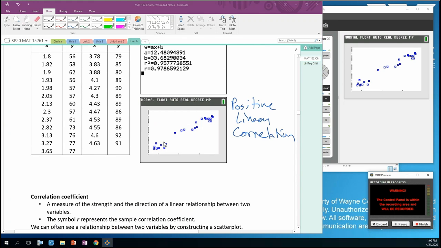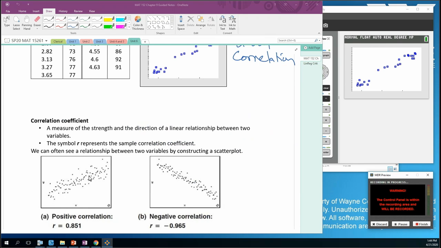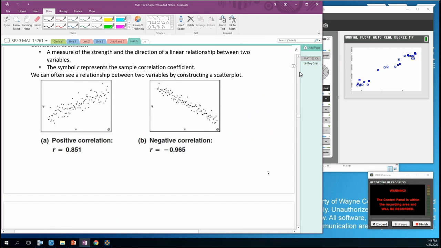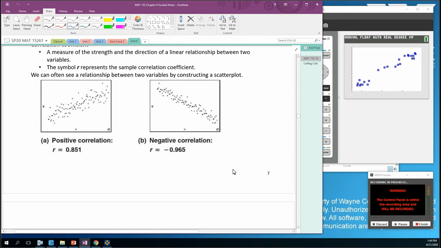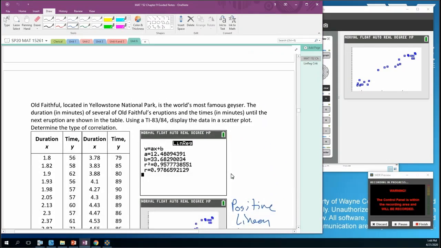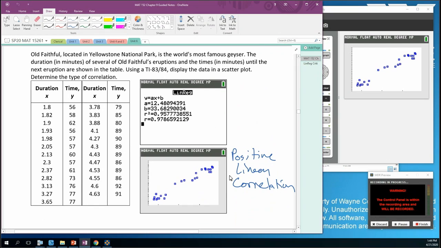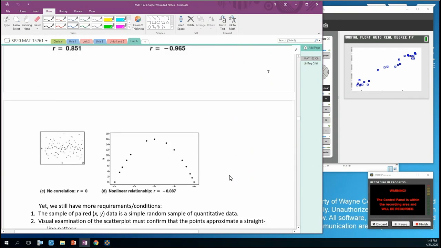So yeah, it goes to show that this has a positive linear correlation because as x increases, so does y. The correlation coefficient measures the strength and direction of a relationship between two variables. The symbol r represents the sample coefficient, and as you can see, r is given here.